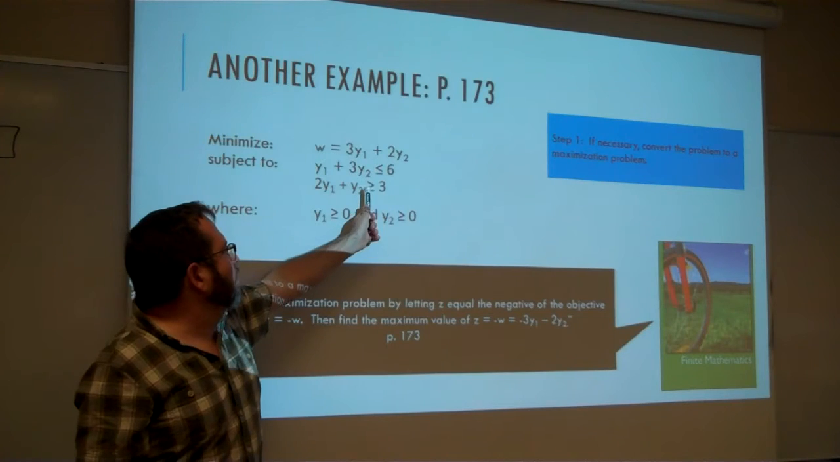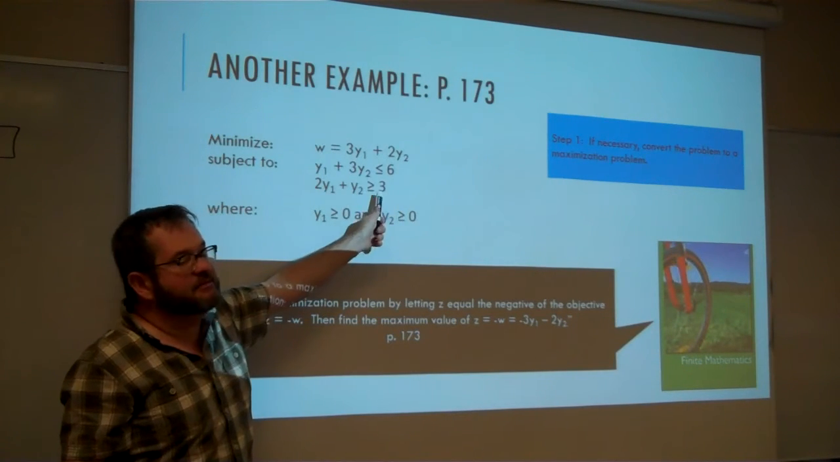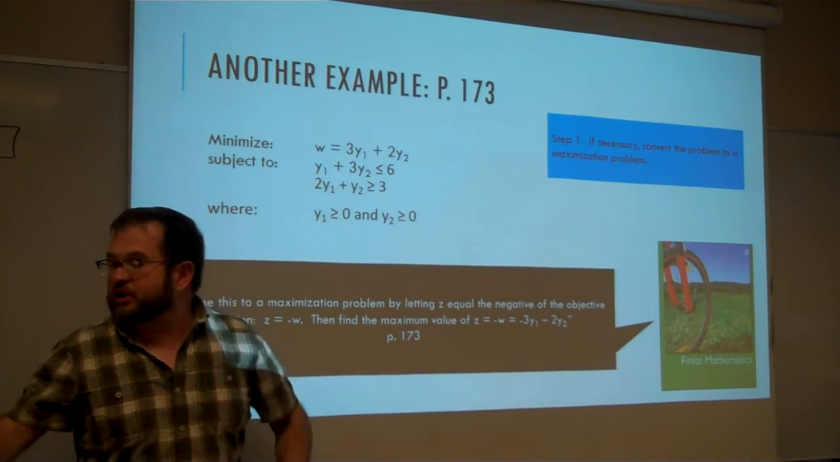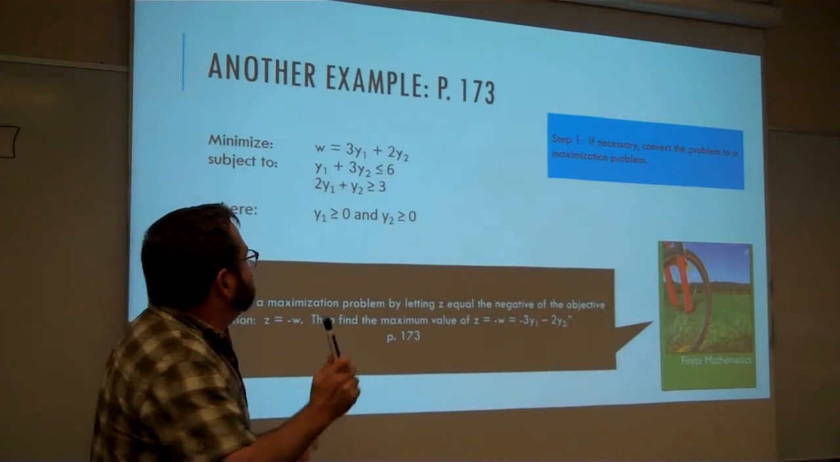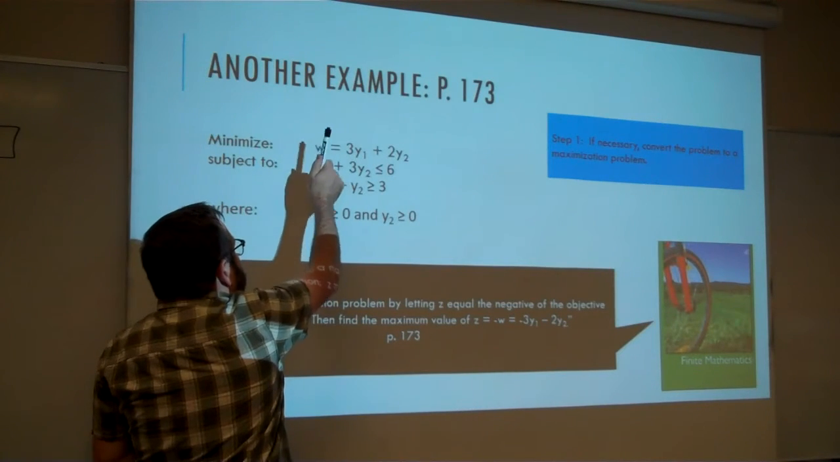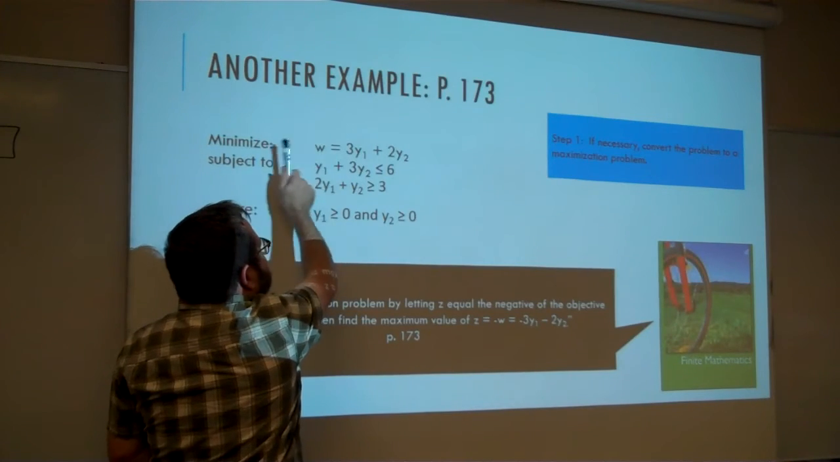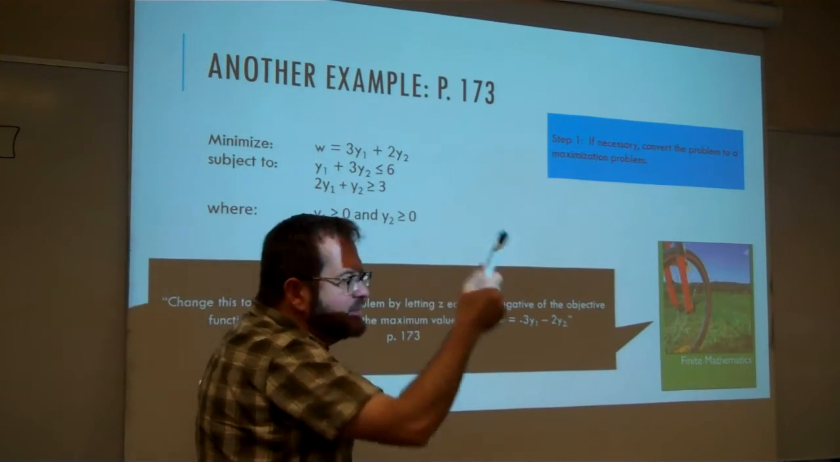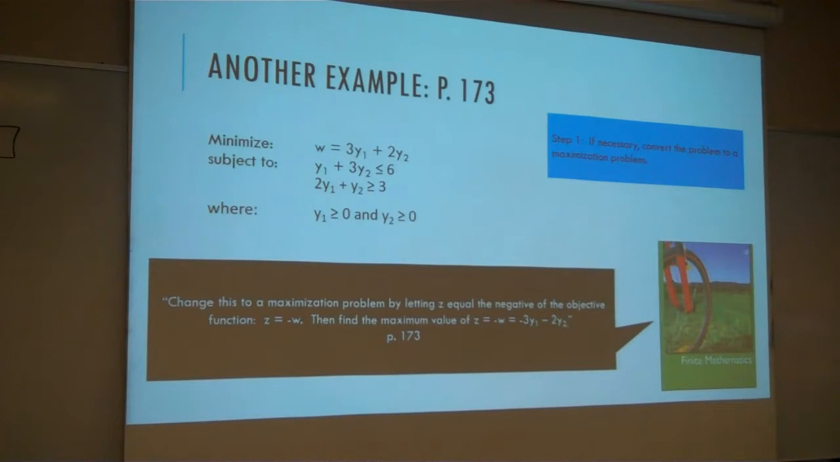So when we get into this form where some are less thans and some are greater thans, this trick of the duals doesn't work. But instead, we can just say, look, if I flip this minimize w into a maximize z by making z equals negative w, then it's just a regular non-standard problem that's got surplus variables in it.